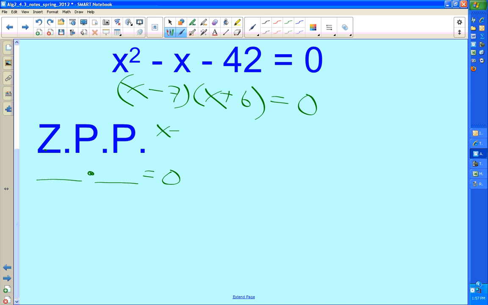Zero product property says take x minus 7, set it equal to 0, and take x plus 6 and set it equal to 0, and solve. What's x equal? -7 and -6. Your answer is 7 and -6. No parentheses and no comma zeros because we're just solving. Again, really important to know the difference. If you write 7, 0, -6, 0, we're going to take off points each time. Okay?